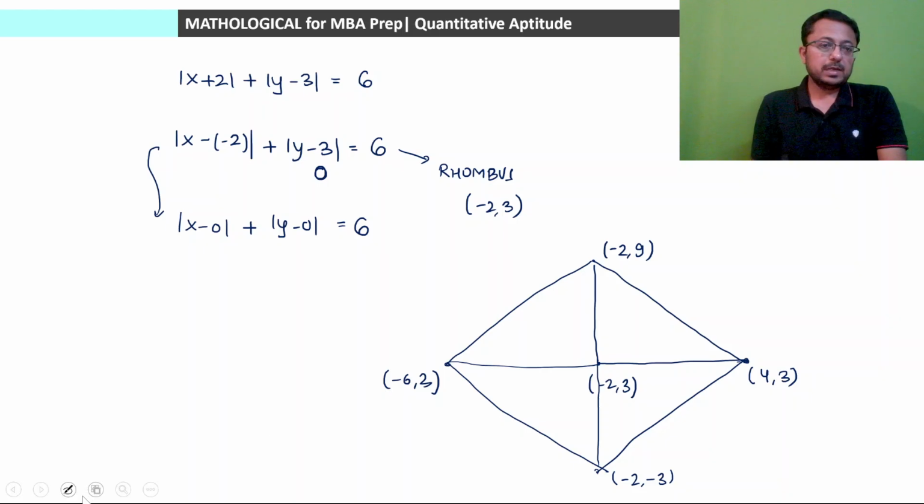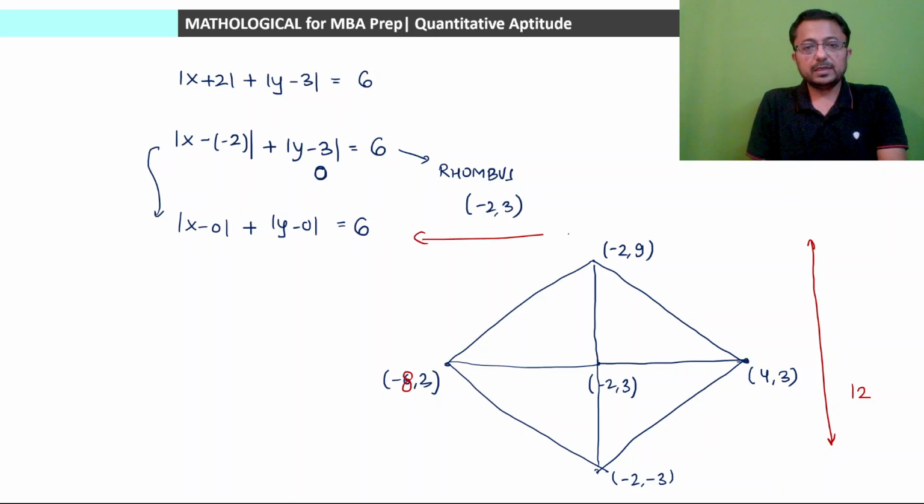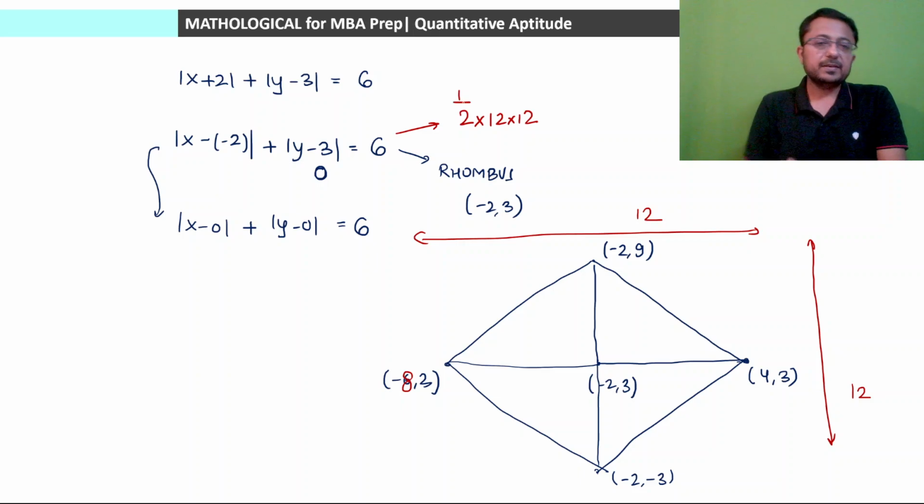And the length of the diagonals will be 2k only, 12 only. One second, I made a mistake here, this will be -8, so this will also be equal to 12. So again the area will be the same, 1 by 2 into 12 into 12, basically 2k square, that is equal to 72 square units.